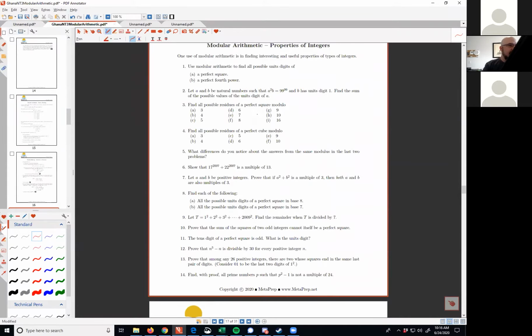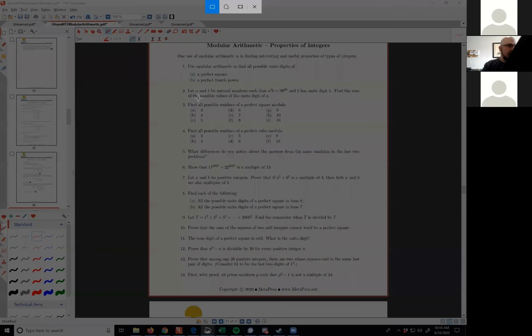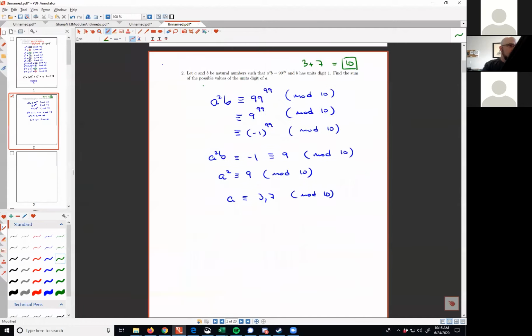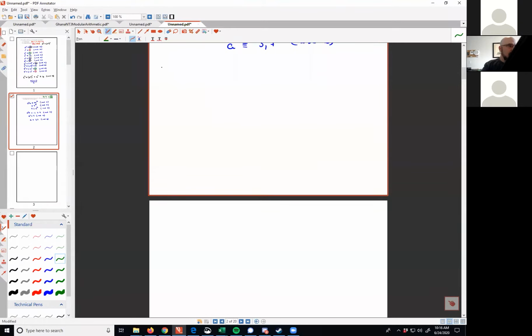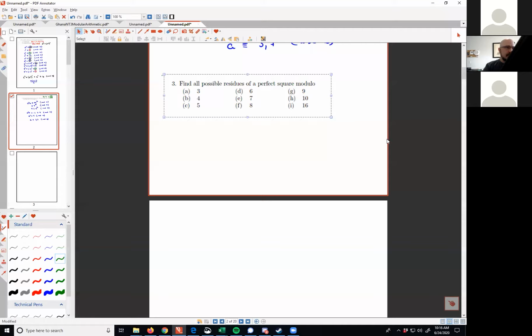Continuing along, we have a whole bunch to check for 3. Okay, what could a perfect square be modulo 3?